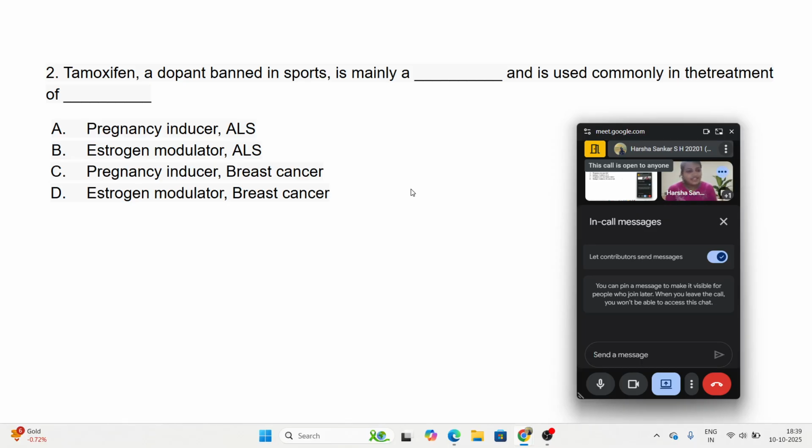You can type it in the chat box. There is a message option, no? It's fine, then I will give you 1 minute. In that time, you can answer, and at 6:40 we'll discuss the answer.